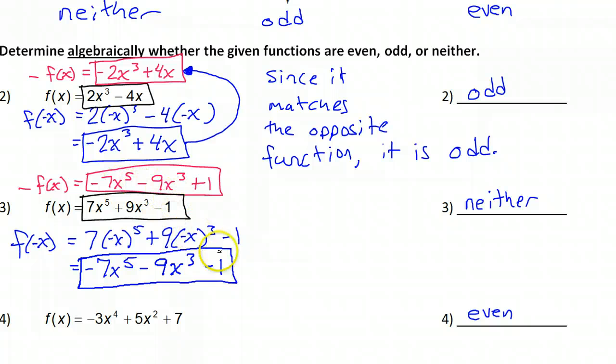Well, it was looking that way at first, except we have a negative 1 and they have a positive 1, so it doesn't match that. Does it match the original function? No, it does not match the original. So it matches neither, therefore it's neither, but we should write that down.